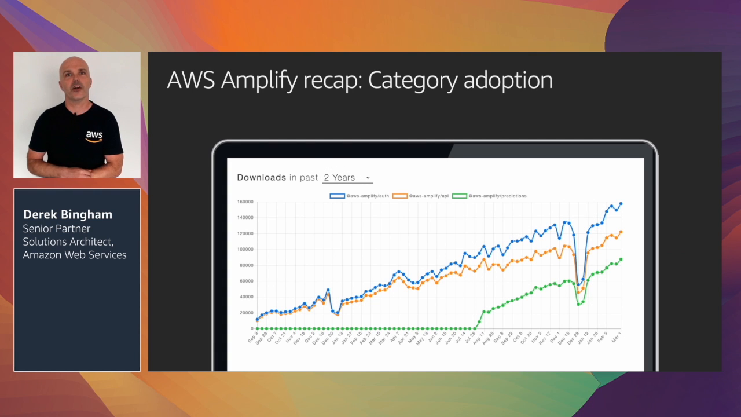Here's a quick graph that shows us how the categories have been downloaded over time. Here I've got 3 different categories and their download rates from NPM. I've got 2 of the original categories, API and auth. You can see that in the 2 years that Amplify has been in existence, we've seen a steady growth in developers pulling down those categories. And then the third category I've added is one of our new categories, predictions, that I mentioned earlier. And you can see, again, the steady growth in the adoption of that category.